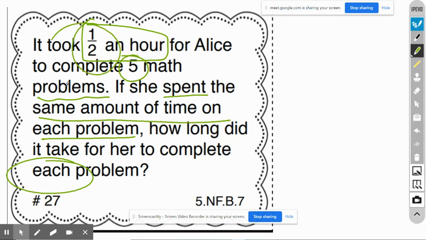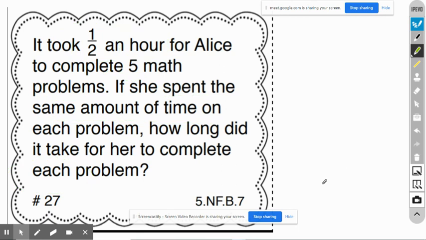Half an hour represents what? Is that a total that she spent on the 5 math questions, or is it what she spent on each question? Think carefully, okay? Because this is when you can get tricked. This half an hour was the total for the 5 questions or for each question? Alice, since it's you there in the problem, half an hour, was it the total for the 5 questions or is it for each question? Very good. This is the total for all 5 questions.